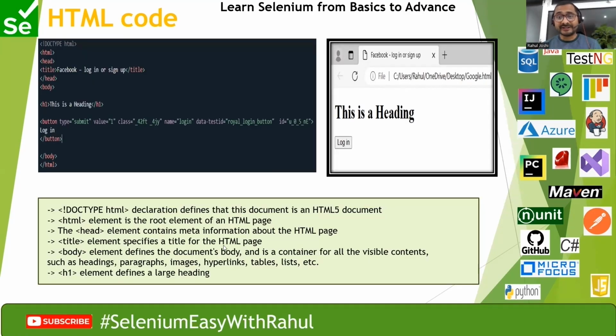I wrote the sample code in a text file and saved it in .html format. The HTML script starts with the HTML tag at the topmost hierarchy. Then we have the head element that contains information about the web page. Then the title specifies the title of the web page. As you see in the output window on the right side, you can see the title of the web page as Facebook login or sign up. Then we have the body tag that acts as a container for all the visible content of the web page, such as headings, paragraphs, images, hyperlinks, and so on. So moving to the next slide.